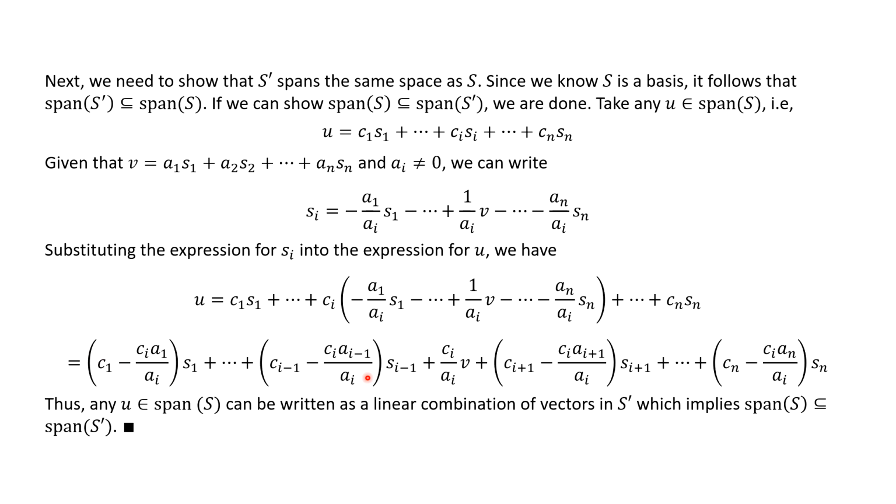These all have the same format, except for the term corresponding to V. That's just Ci over Ai V. Then continuing, we get the same format collecting the terms here. Thus, U, this generic vector that we took from the span of S, can be represented as a linear combination of the vectors in S prime, which implies the span of S is a subset of the span of S prime.